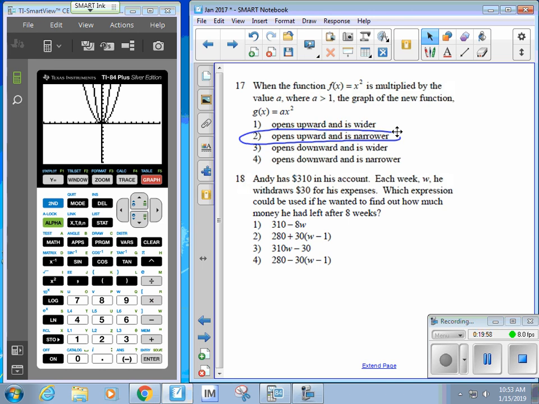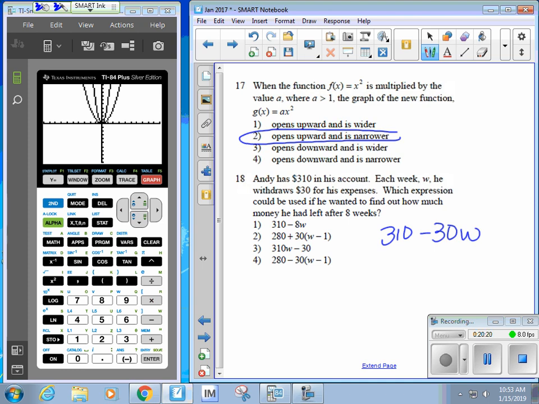So Andy has $310 in his account. Each week he withdraws $30 for his expenses. Which expression could be used if you wanted to find out how much money he had after 8 weeks? So if you're going to make an equation for this, his initial value is 310. And then he's taking away $30 every week.